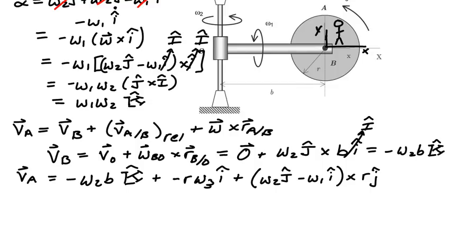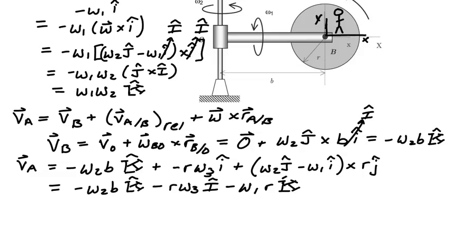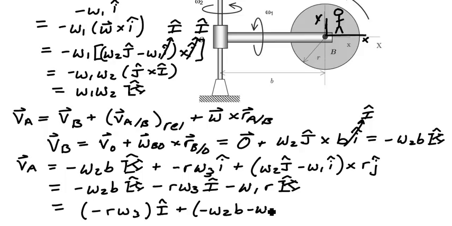If I again introduce the equivalency of vector sets here, I can expand this, so I'll have minus omega 2 times b in the capital K. Little i is the same as big I, so I'll have minus r omega 3 in the big I. Little j is going to be replaced by capital J, so J cross J is 0. I will be crossed with capital I, and J will be crossed with capital J, so we'll have minus omega 1 times r in the capital K. If I put these together, I'll have that the velocity of point A is equal to minus r omega 3 in the capital I, plus minus omega 2 b minus omega 1 times r, all in the capital K.